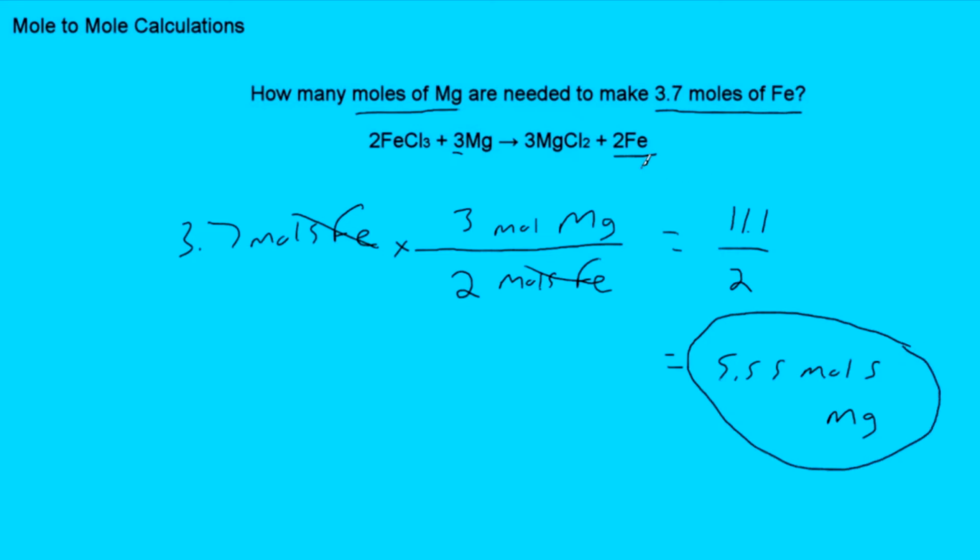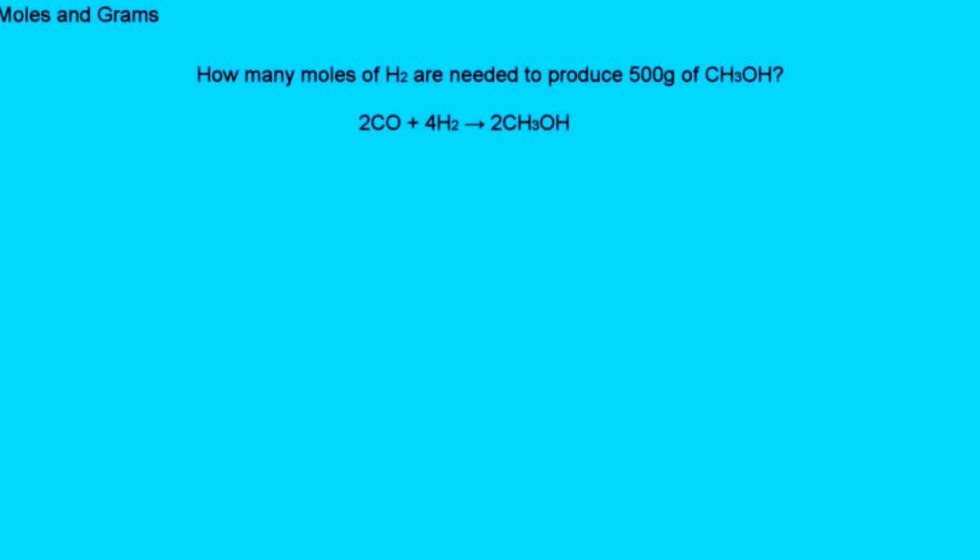All right, so if you're trying to do this in the lab, this is what you would have to do. If you wanted to make 3.7 moles of iron, how much magnesium are we going to need to put in our reaction? This tells you we're going to have to use 5.55 moles of magnesium, and that'll get us to 3.7 moles of iron. Okay, those mole-to-mole problems were pretty easy, so let's move on to moles and grams.